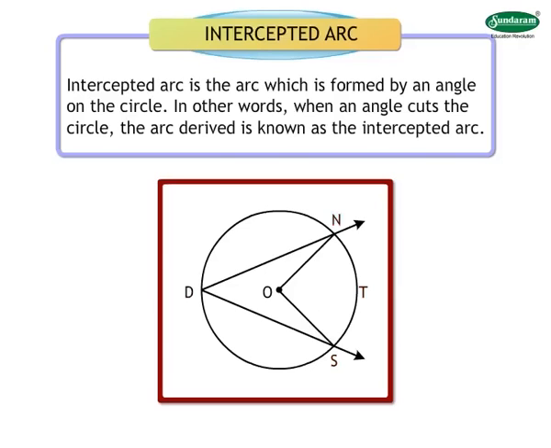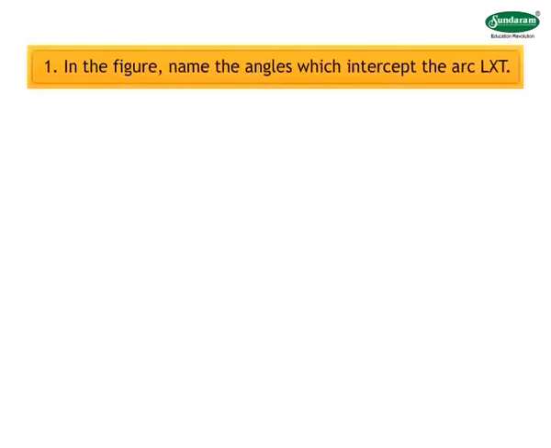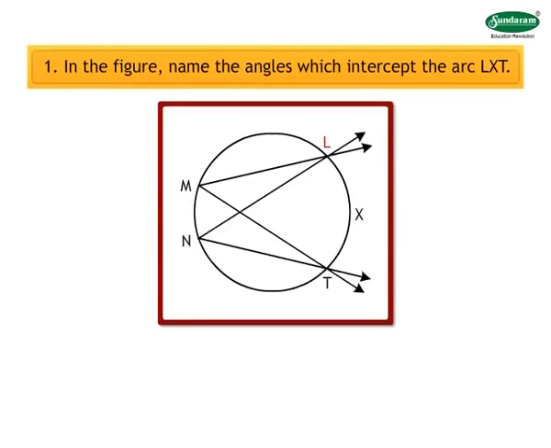Let us now try to solve few sums. 1. In the figure, name the angles which intercept the arc LXT. In this figure, as point L of the arc LXT lies on side LN of angle LNT, and the point T of arc LXT lies on side NT of angle LNT, we can say that angle LNT intercepts arc LXT.